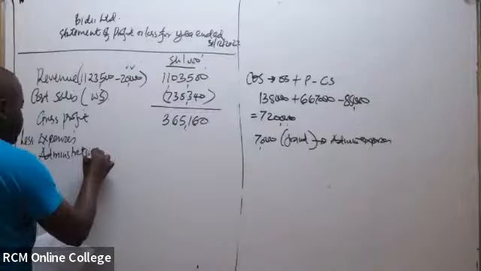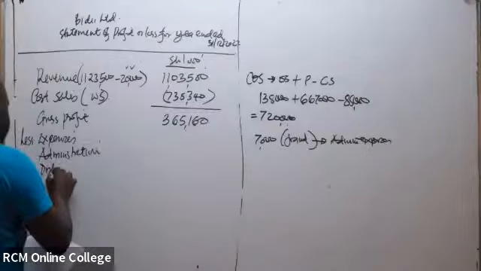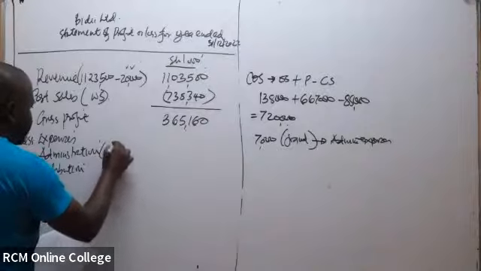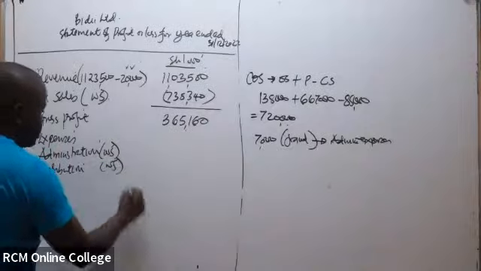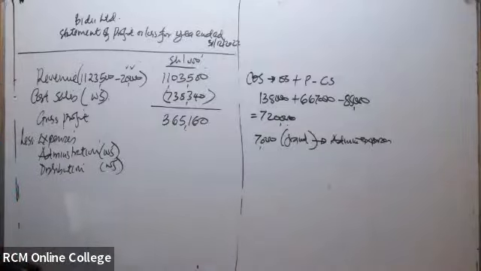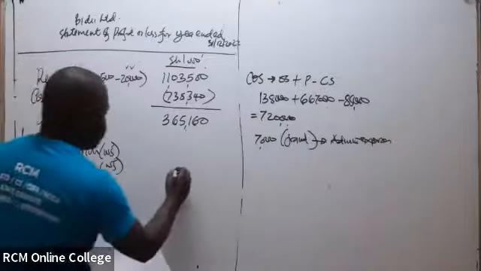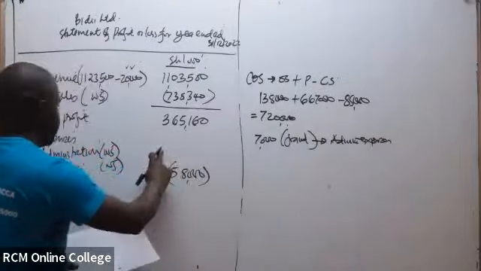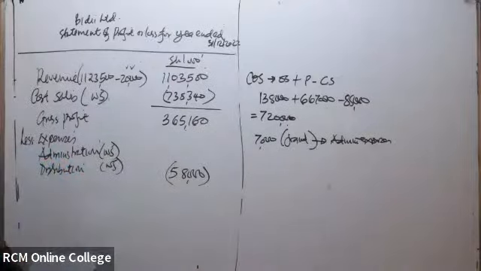We have administration expenses and distribution expenses, which we've done under working 5. So in this case, distribution was coming to 58 million. Then the administration was coming to 115,500.